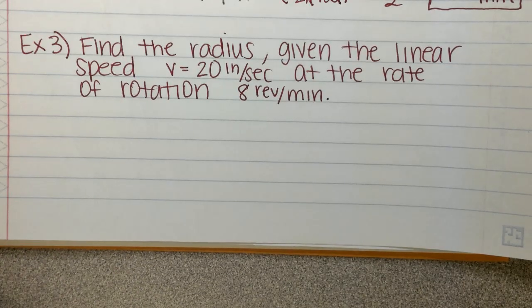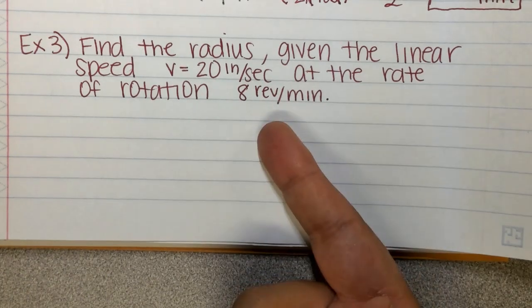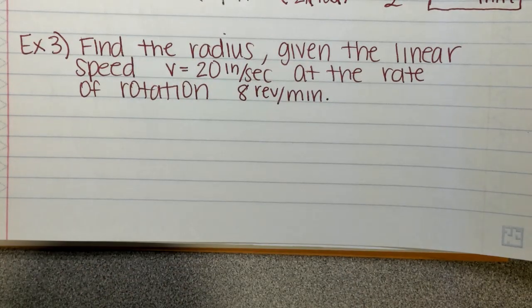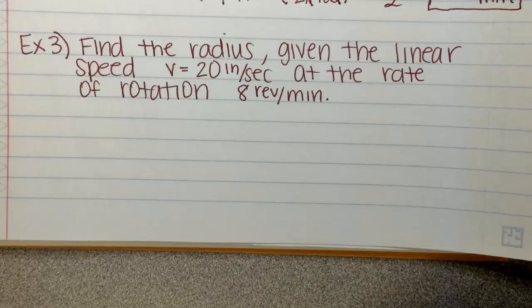This one is not like what we just did, because this one actually gives you your starting point and your answer. Do y'all agree with that? It gives us both the rate and the linear speed. It wants the radius. So, what is our starting point here?